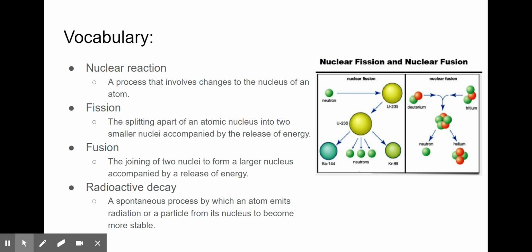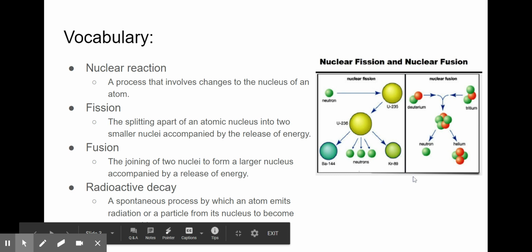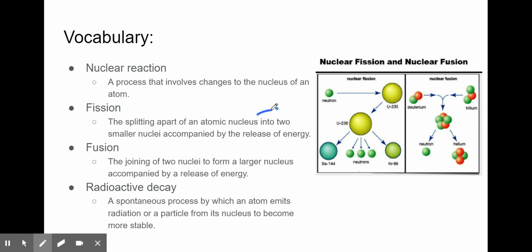So let's go over some vocabulary terms first. I have some different pictures on here for you to see, okay? So we have nuclear reactions, and that's a process that involves changes to the nucleus of an atom. Fission, the splitting apart of an atomic nucleus into 2 smaller nuclei accompanied by the release of energy, okay? And you see a picture here representing fission, okay? So we have one nucleus, right? One nucleus, and it's splitting apart into 2 different nuclei, okay? Here you're also going to see with fission, neutrons are going to be released, okay?